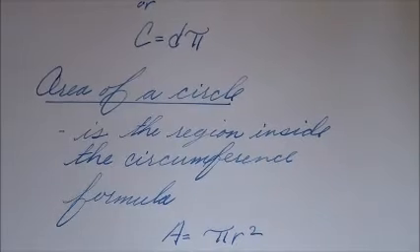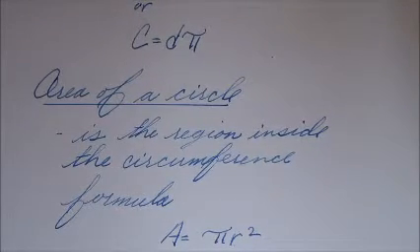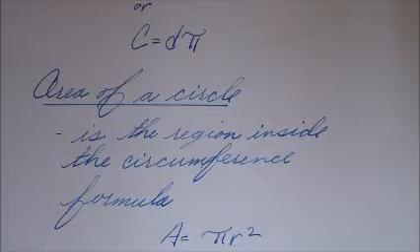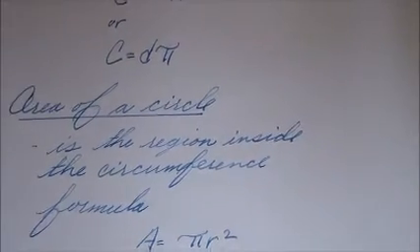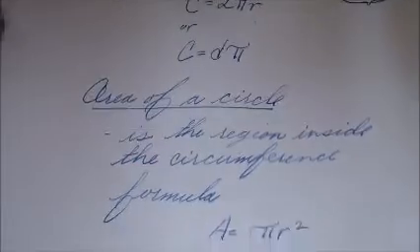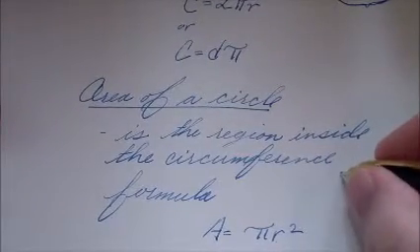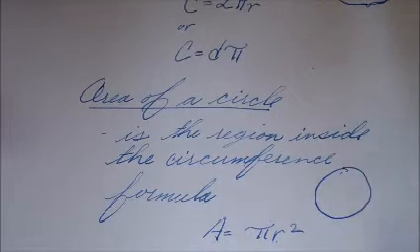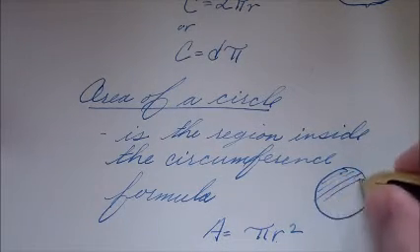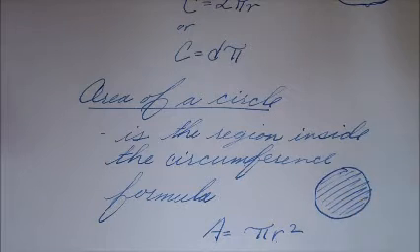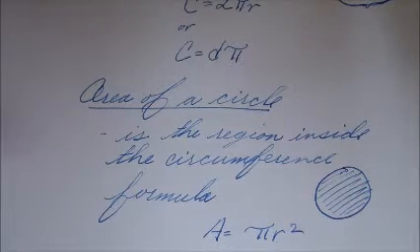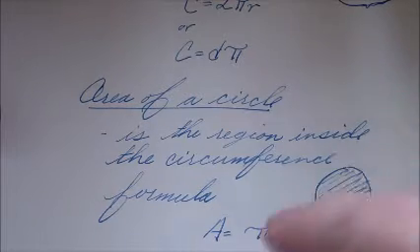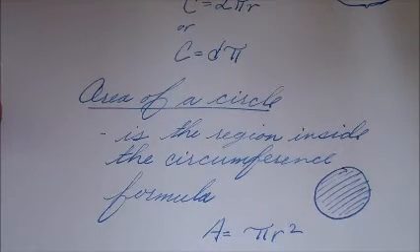Okay. Area of a circle. The area is the region inside the circle. Oh, sorry, inside the circumference. What that would refer to is, if that's the circumference, the area is everything inside. Okay? There's only one formula that we use. We say A, which is area, is equal to pi r squared.